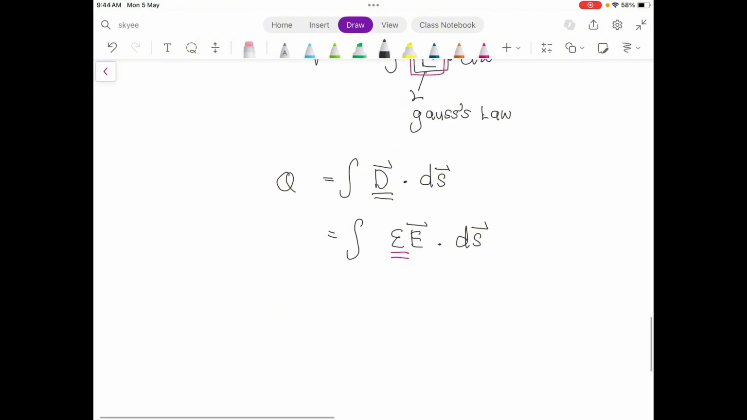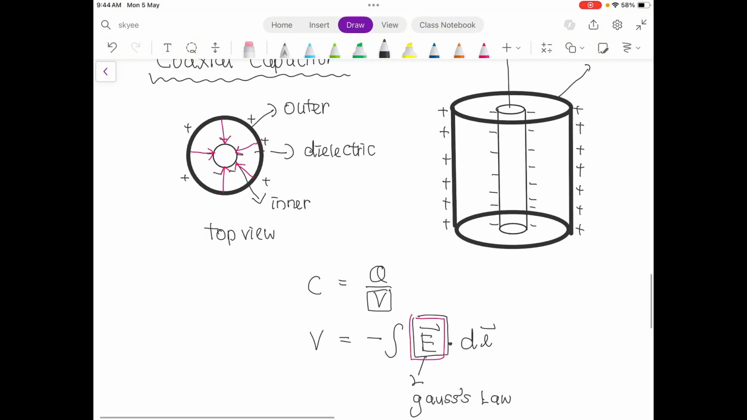First thing, we have to construct the Gaussian surface. Imagine now I want to find the electric field at this point. So I will construct a Gaussian surface. This will be my Gaussian surface, the green one, from the side view and the 3D view.